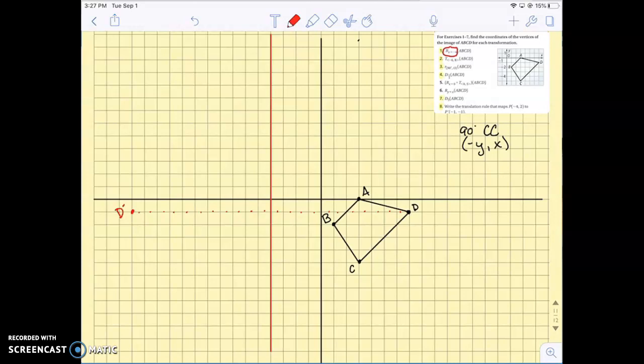I'm simply counting. Reflection means count. Don't do anything else, just count. 1, 2, 3, 4, 5, 6, 7, and again 7. There's A prime. 5 and 5 again. There's B prime. 7 and 7 again.